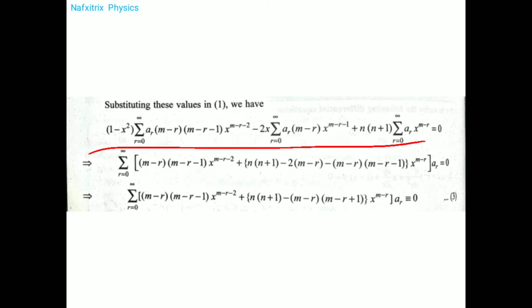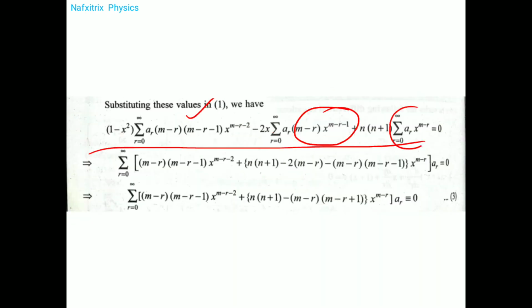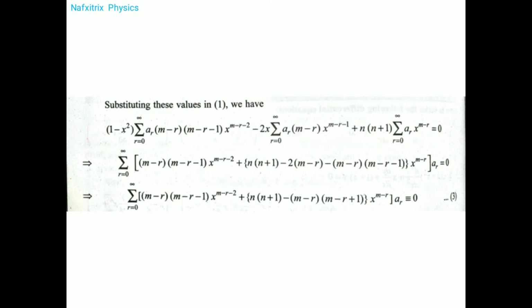So here you can see, this is nothing but d square y by dx square. This is dy by dx, and n into n plus 1 into y. So this is y. After substitution, this is the equation we are getting. Now we just need to simplify this.